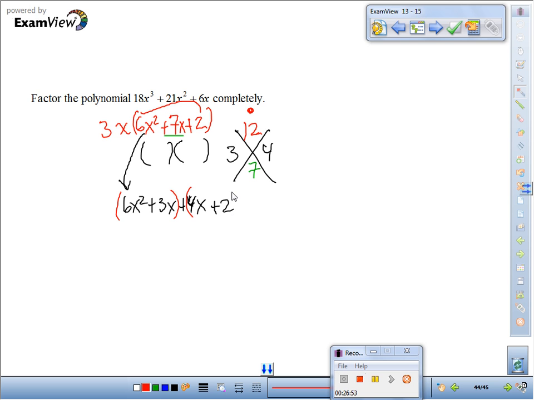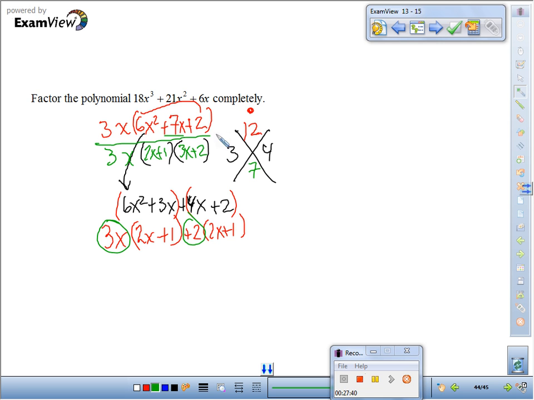Group. GCF is 3x. And we're left? 2x plus 1. And what's our GCF for the second one? Plus 2. And we're left with 2x plus 1. And what do we have at the end? 2x plus 1. And 3x plus 2. And don't forget about the friend. Here they come. And now it's factored. Okay? Hands up if you got that by yourself. Okay? Number 14.